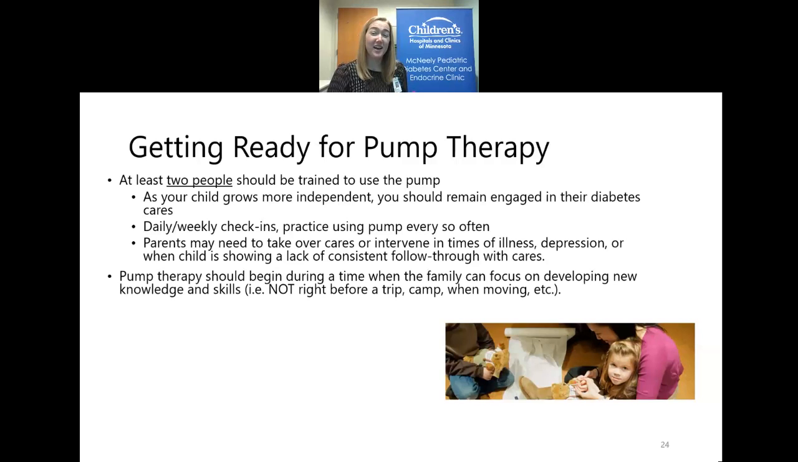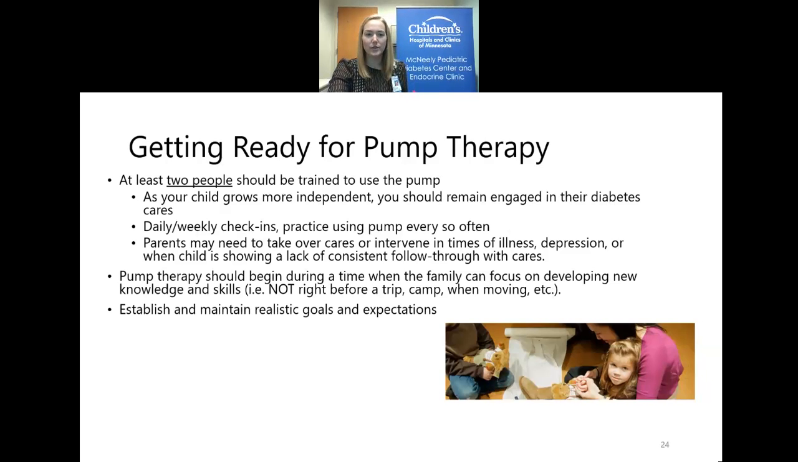A little thing about timing of pump therapy. If you are starting a pump, we want to do it at a time that we have plenty of time and space to think about new things and learn how to do new things. We don't want to start a pump right before vacation, going camping or going to camp, moving, that type of thing, because we don't want to be scatterbrained. We want to be focused.